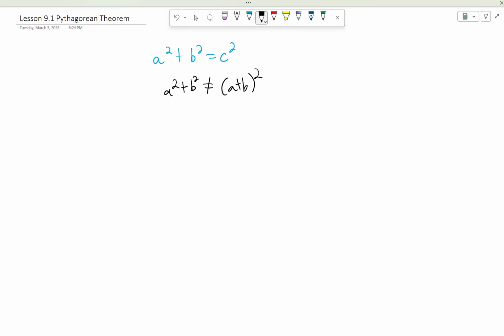Okay, this is a huge misconception. Now, some of you guys have seen this before. This is a binomial square. It is an entirely different thing. So, showing you guys what that is.